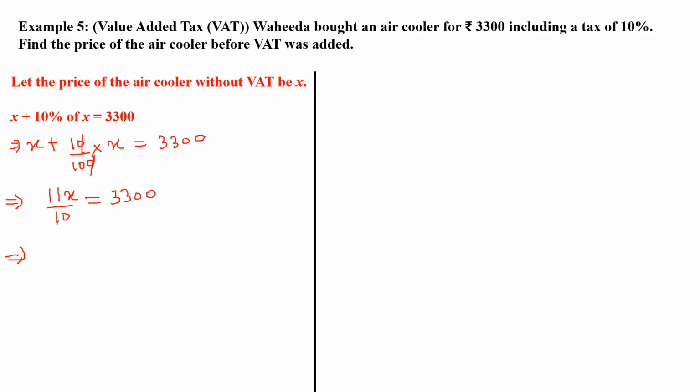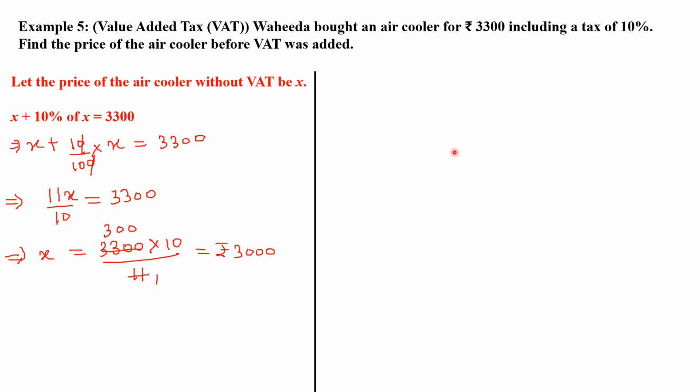And now to find the value of X, I'm going to transpose it to the right hand side. So 3,300 multiplied by 10 divided by 11. And when you simplify it further, 11 times 1, 11 times 3 is 33. So it will give me 300, and 300 into 10 is 3,000 rupees. So from here I can see that my price of the air cooler before VAT was added was 3,000 rupees. In this 3,000 rupees, 10% tax was included, and then my final cost of the item became 3,300 rupees.